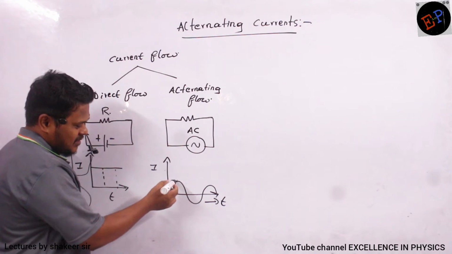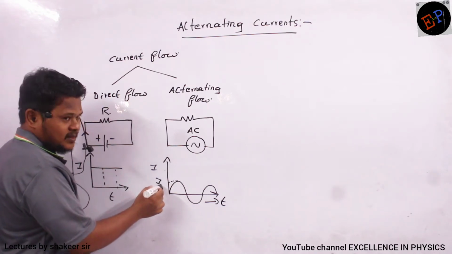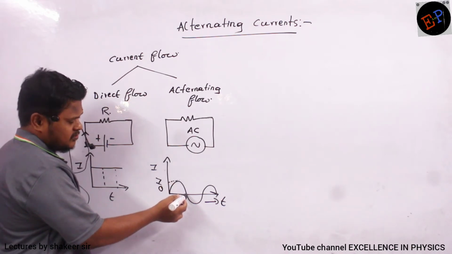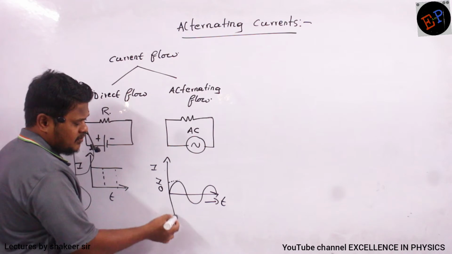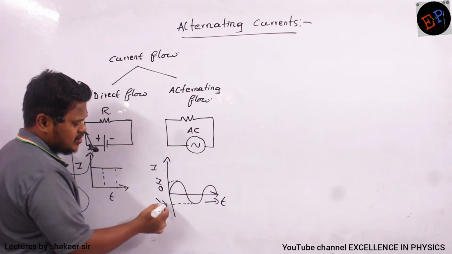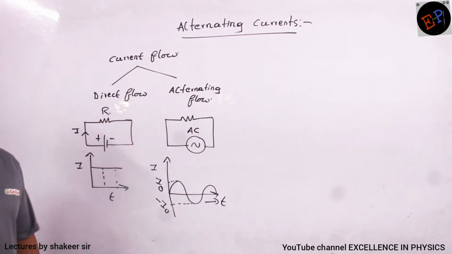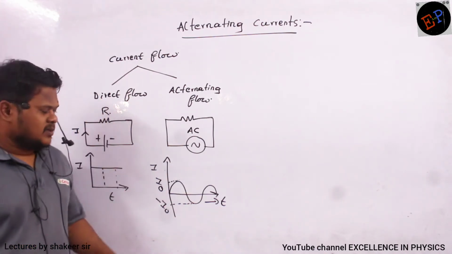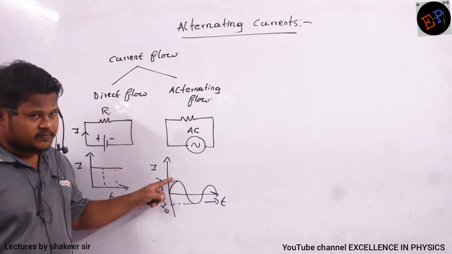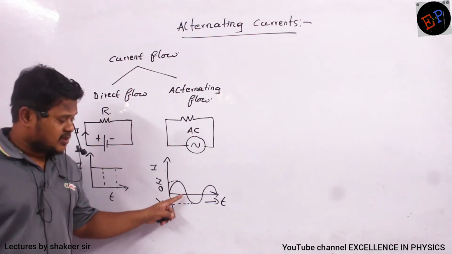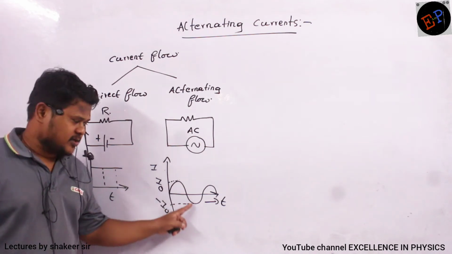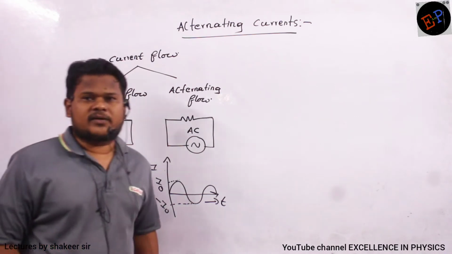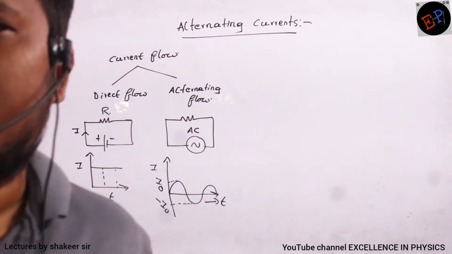First of all, current has become maximum, no? I0. Current has increased from 0 to maximum. From there it decreased from maximum to 0. Now current started flowing in the opposite direction also, minus I0. This is the same type of current which we are getting in our houses. So first strength of current increases, then decreases, then current flows in the opposite direction. Then it reaches maximum in the negative direction, then again becomes 0. This is the type of current which is called AC, alternating current.